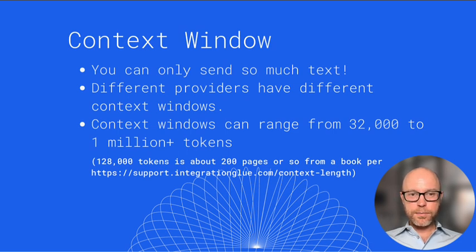So if you have 1 million plus tokens for some of these newer models, or by the time you're watching this video, that might be the standard. It's parsing a lot of text, so you can send quite a bit to it and have it make sense of it. But if you send too much, it's not going to be able to fully comment on it.